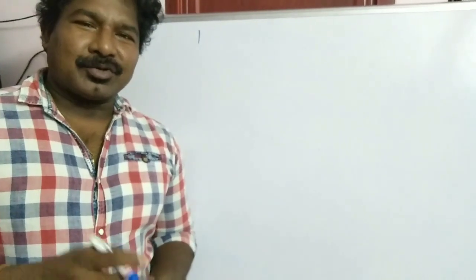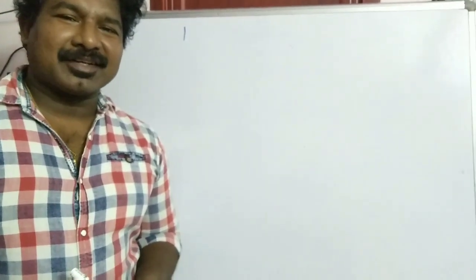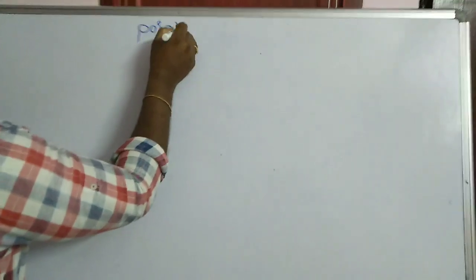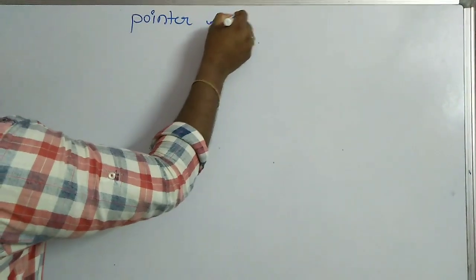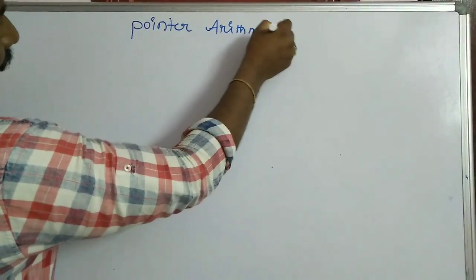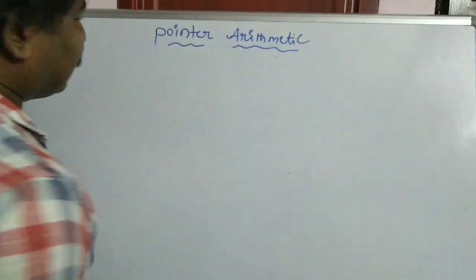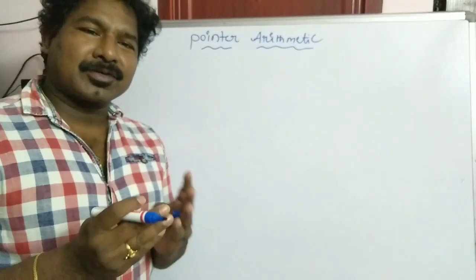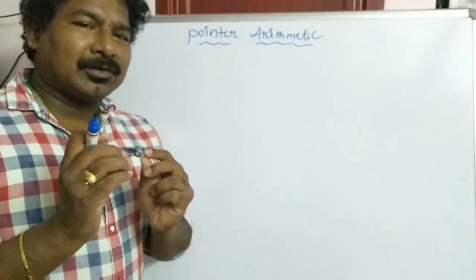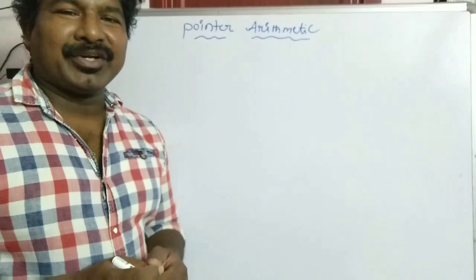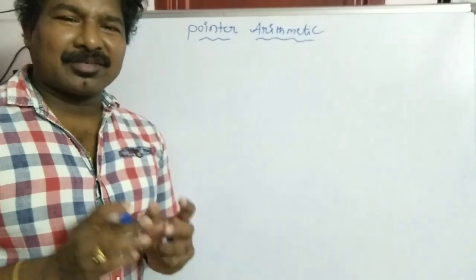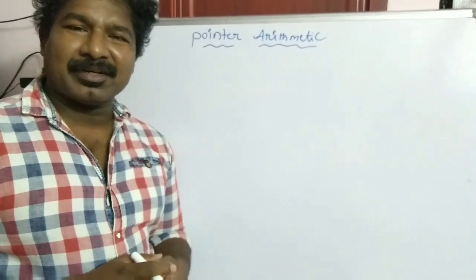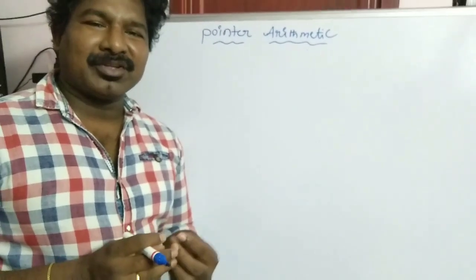Hello friends, today I would like to discuss another concept from pointers, that is pointer arithmetic. I have already discussed how to create a pointer, how to initialize the address of a variable to a pointer, and how to access the value of the variable through a pointer. Now we see pointer arithmetic. Arithmetic means all the arithmetic operations like addition, subtraction, multiplication, division, modulus division, increment and decrement. What are the operations that we can perform on these pointers?